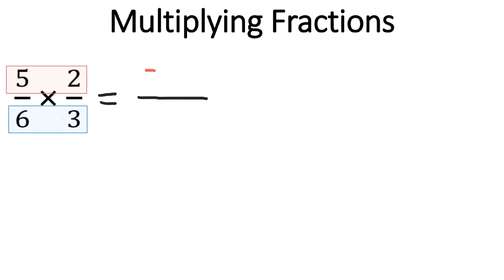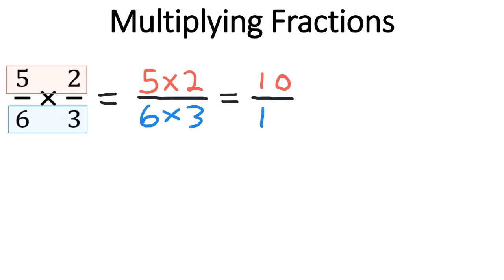Our new numerator is going to be the product of 5 times 2. Product is the answer of a multiplication question. And the new denominator is going to be the product of 6 times 3. So let's rewrite this again. So we're going to do 5 times 2. 5 times 2 is 10. And 6 times 3 is 18.